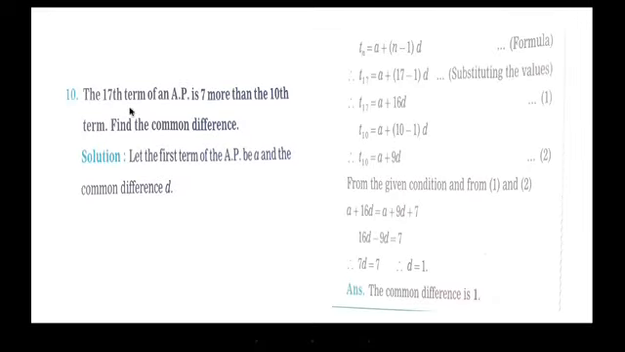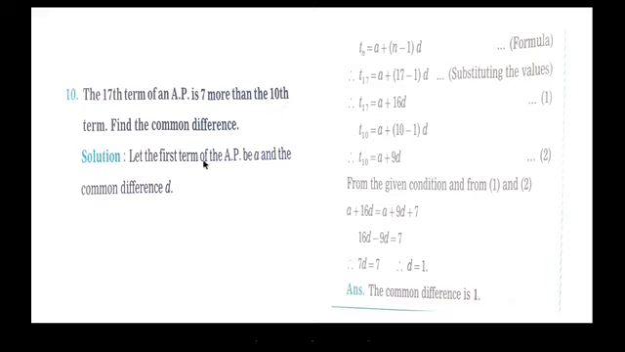10th one. The 17th term of an AP is 7 more than the 10th term. Find the common difference. Okay. So now here again we don't know what the first term is. We don't know what the common difference is. We have to find the common difference. But the relation between the 17th term and the 10th term is given to us.